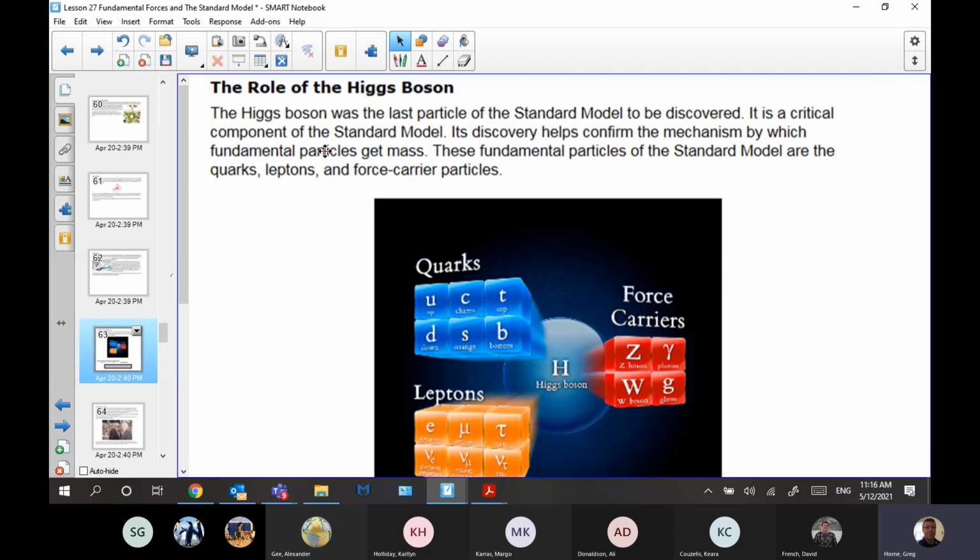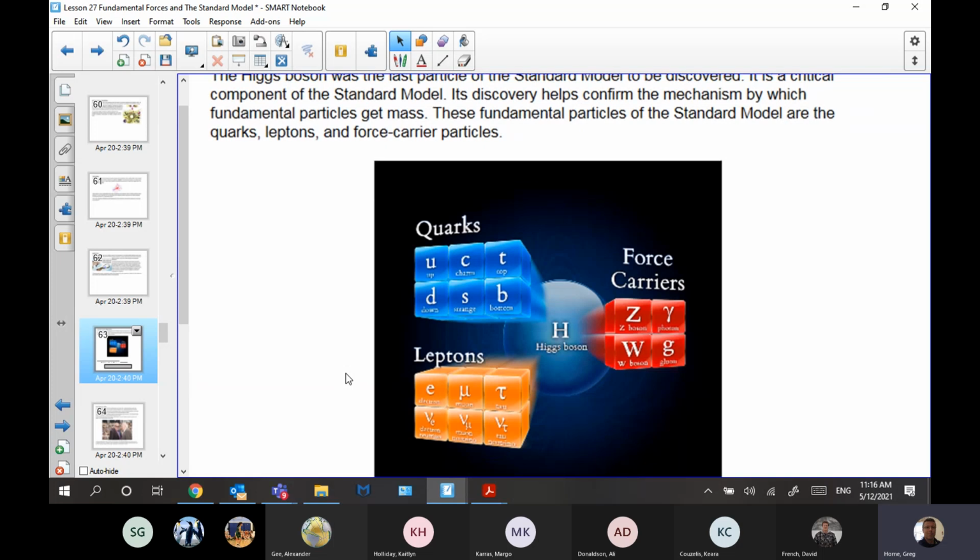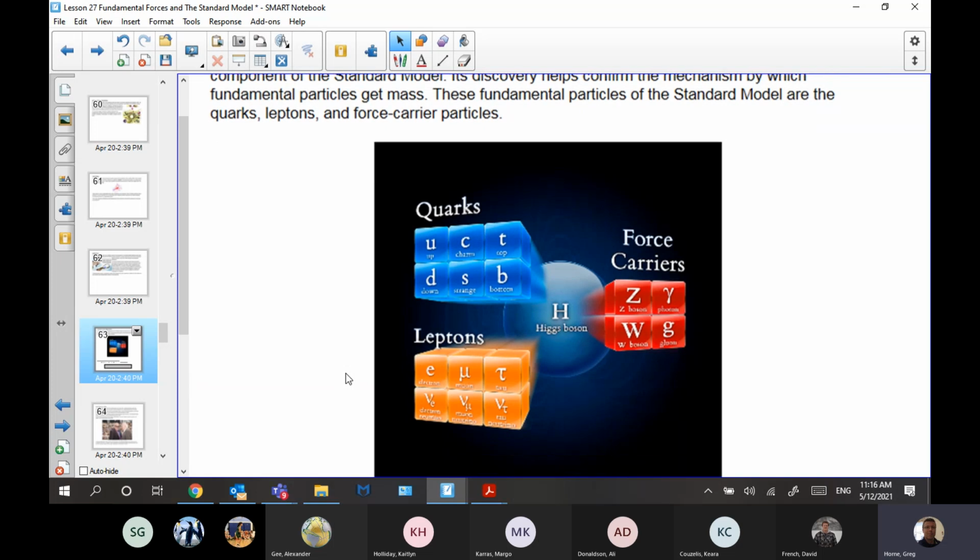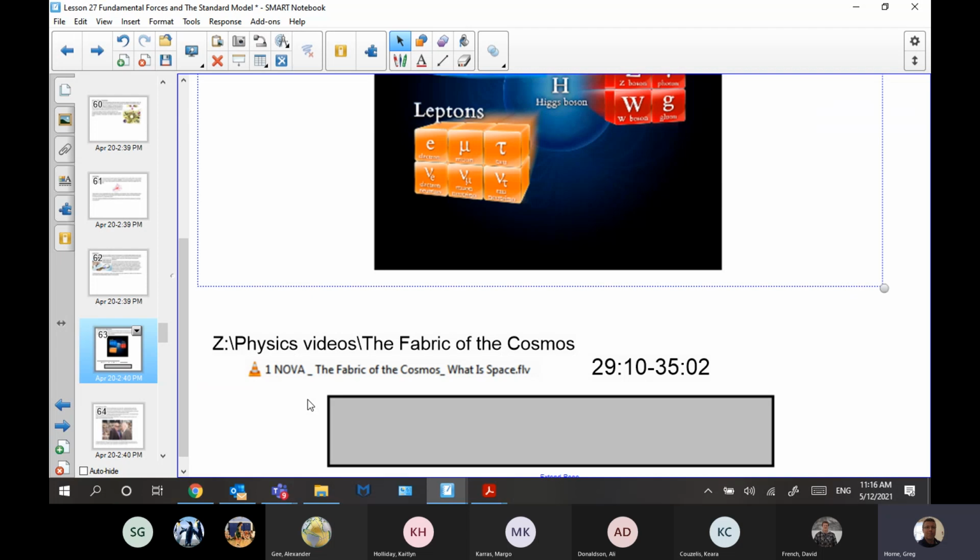I might skip this part. The Higgs boson. The Higgs boson is a recent thing that they're looking for. It has to do with the mass, how particles get their mass. No, I'm not going to watch that right now.